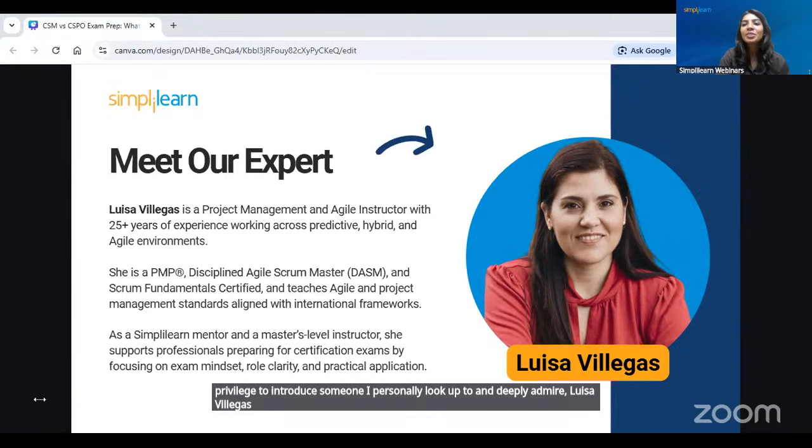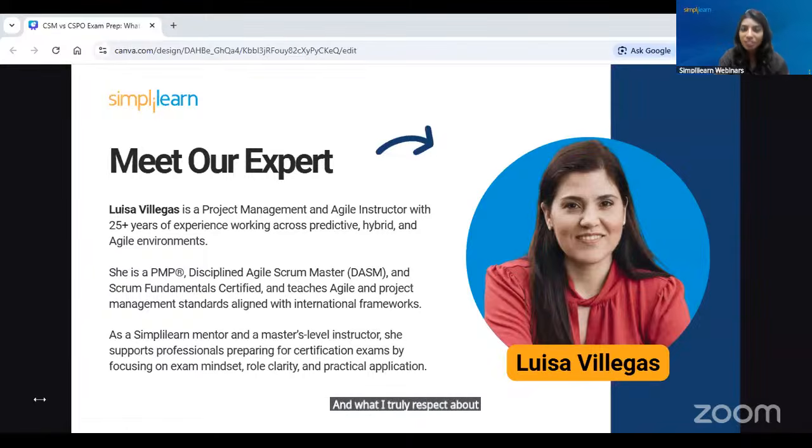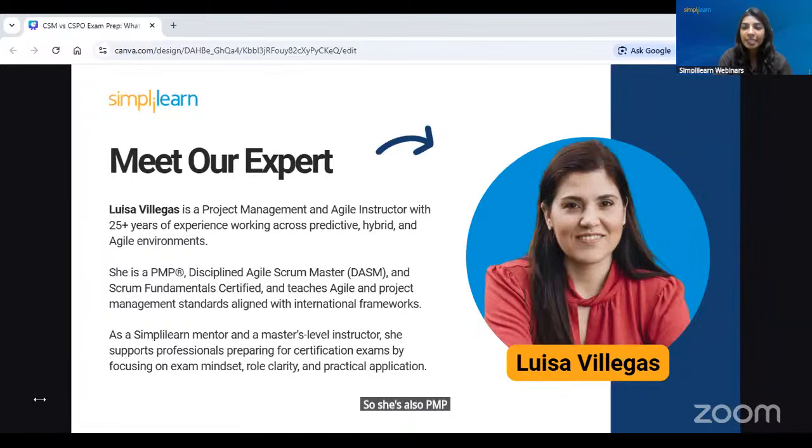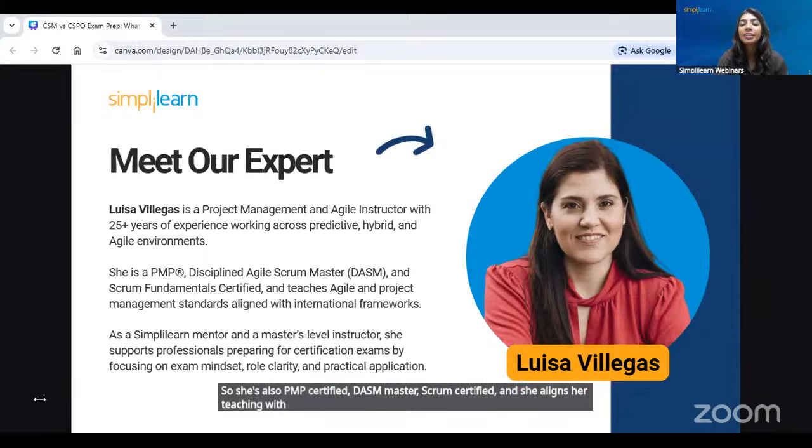So Luisa brings over 25 years of real-world experience across predictive, hybrid, and agile environments. And what I truly respect about her is that she does not just teach these frameworks, but she has actually lived them through different projects. She understands what happens inside teams, inside organizations, and inside the mind of someone who's preparing for a certification. She's also PMP certified, DASM master, Scrum certified, and she aligns her teaching with globally recognized frameworks, like you can all see on the screen right now.